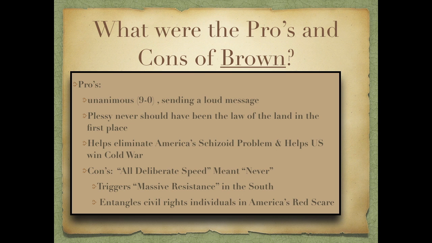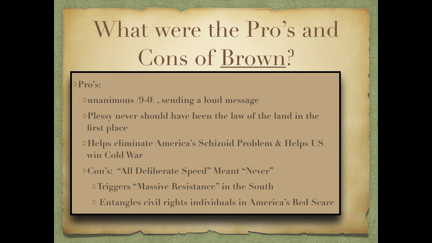All deliberate speed meant never to the South. And the Brown order did trigger massive resistance in the South, so some historians question whether it was the right move at the right time. It was certainly the right move, but whether it was done at the right time has been a focus of some controversy, because the South rose up in wrath against the decision, and even Virginia, for example, closed its schools in the late 1950s rather than comply with integration. So it provoked a backlash which may have set back the cause of civil rights for a few years.